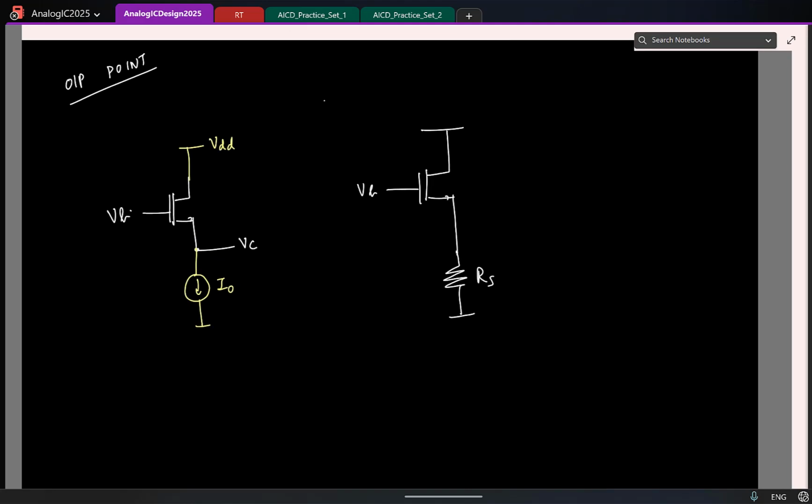So my point of thought is, instead of having an ideal current source, can I get away with a resistor here for the bias point alone? Or, the other way to ask: what should be the value of Rs so that the transistor is biased at the same source voltage Vc, at the same current I0? Of course, you can solve for the circuit, the current is half mu Cox W by L (Vgs minus Vth) whole square, solve this and find it. But by looking at these two circuits, will you be able to give me what should be the value of Rs?